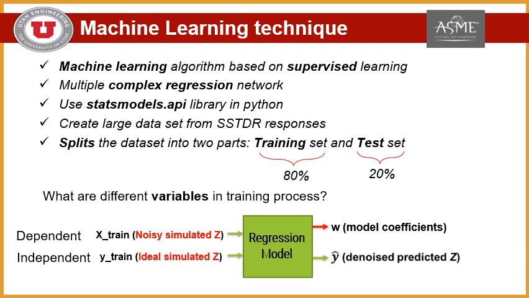In a machine learning technique, some different variables are important. So what are those important variables? We need to define X-train, or our noisy simulated ZL, as an independent variable, and we need to define Y-train, or our ideal simulated ZL, as our dependent variable. After that, we can have our regression model, train the model, and as an output we obtain those model coefficients, omegas, and our predicted ZL.